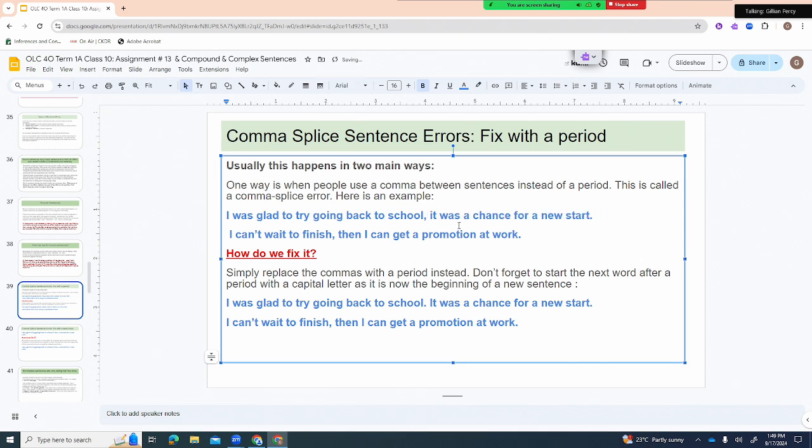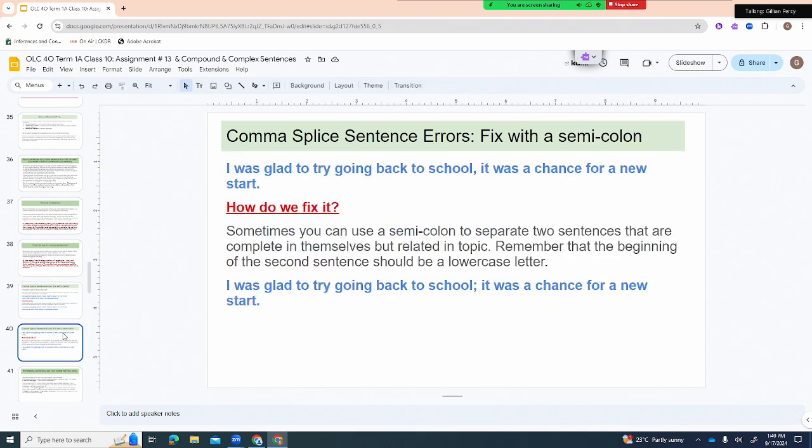The other thing I could do is I could just split it into 2 sentences. That's what I've done down here. I was glad to try going back to school, period. It was a chance for a new start. That's a fine way to do it as well.